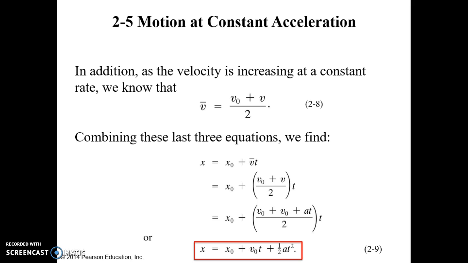With the help of some algebra, we get the final equation of x equals x naught plus v naught t plus 1/2 a t squared. Again, don't worry about the derivation. Just write down the equation in the red box.